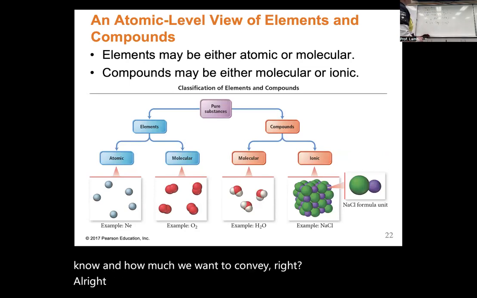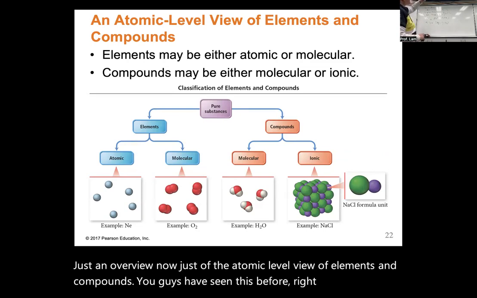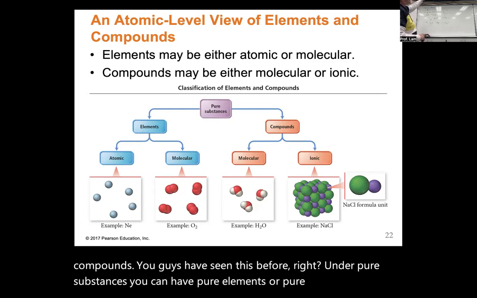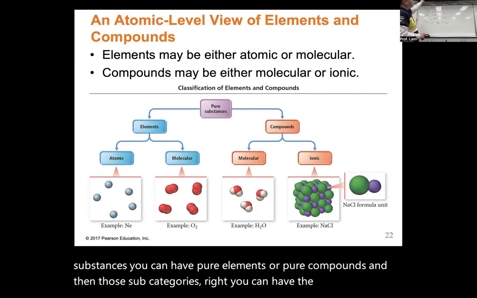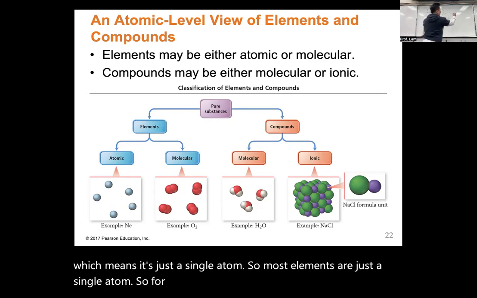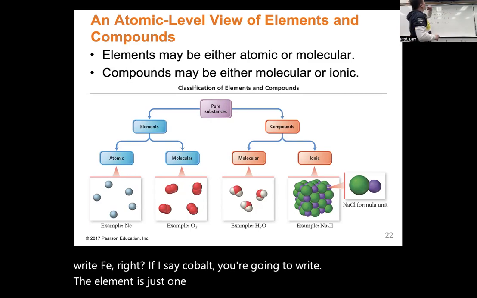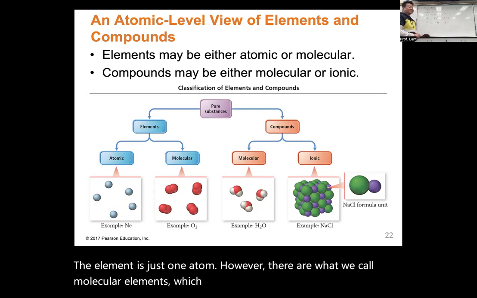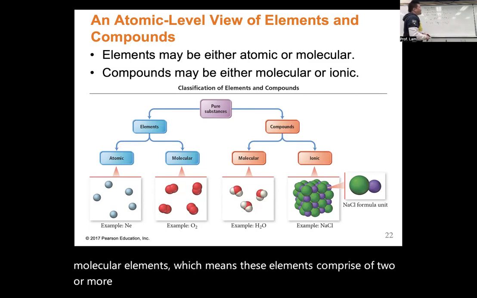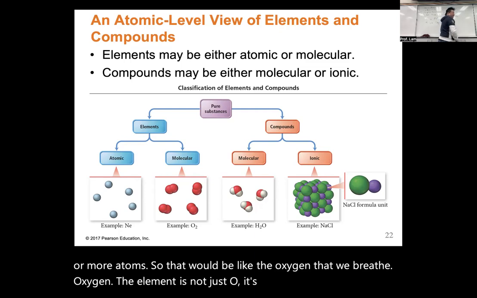This is just an overview of the atomic level view of elements and compounds. You've seen this before: under pure substances, you can have pure elements or pure compounds. Then in the subcategories, you can have the atomic element, which means it's just a single atom. Most elements are just a single atom. For example, if I say iron, you write Fe. If I say cobalt, you write Co. However, there are molecular elements, which means these elements comprise 2 or more atoms, like the oxygen that we breathe. Oxygen, the element, is not just O, it's O2. Exactly. Yes, you had a question?